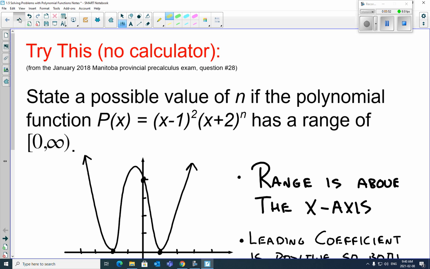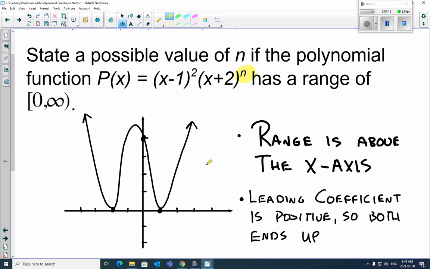This is from the January 2018 provincial exam. I like these questions from old provincial exams because they really give you an idea of what the province requires. The picture and stuff is not here. This was the question: state a possible value of n of the polynomial function that has a range of 0 to infinity. So there's the giveaway. If it's 0 to infinity, the range has to be above the x-axis. And since the leading coefficient up here is a 1, it's positive, so both ends have to go up.